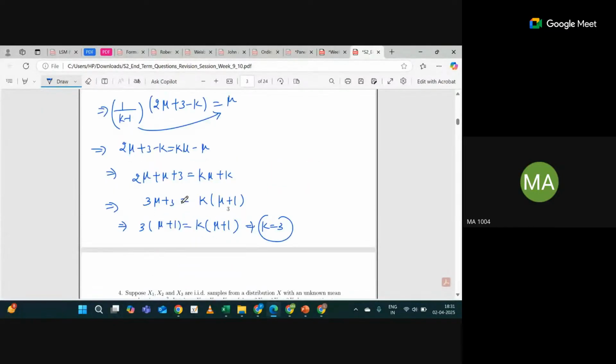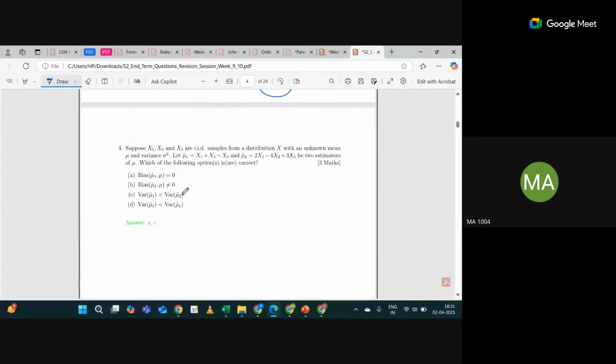Now, the next question is also based on this part only. You have to check whether bias is 0 or not. So options A and C are correct actually. And from the options, you can see you have to find the variance and check whether the variance of mu1 hat is less or not. You can quickly try, okay? Let me do it anyway. So I will quickly cover it.